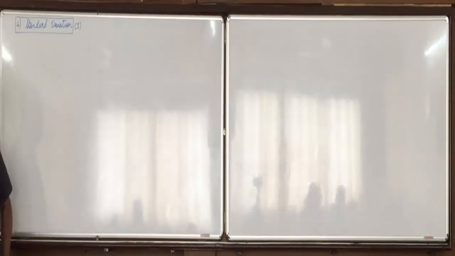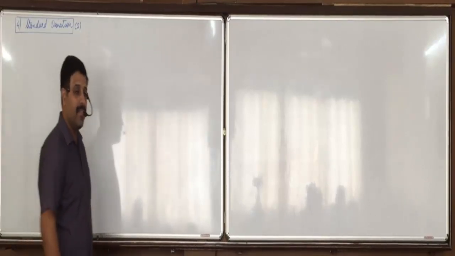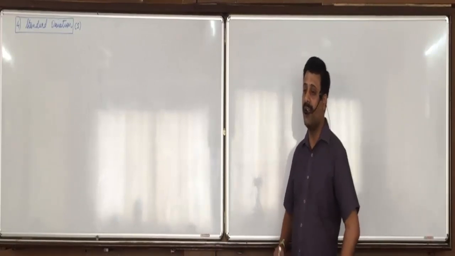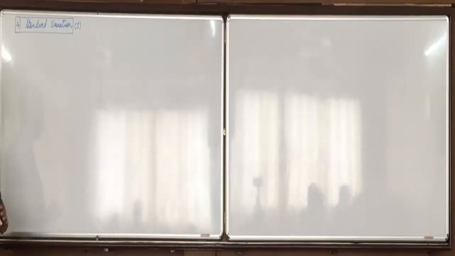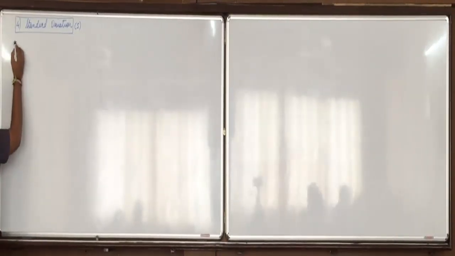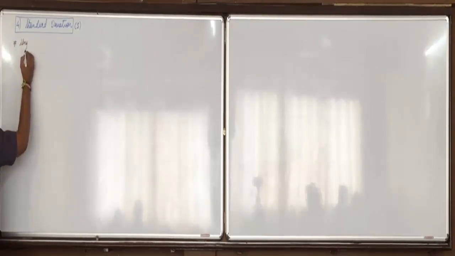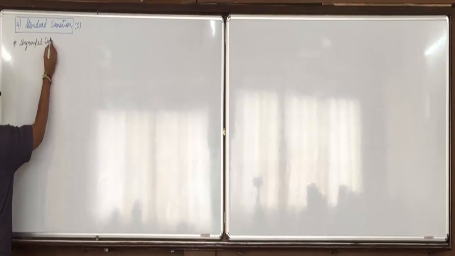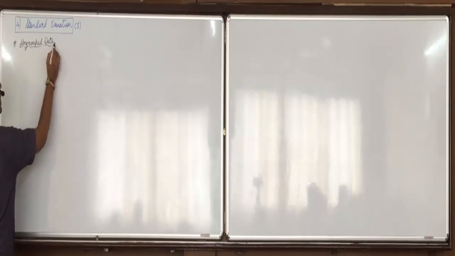Now what is the standard deviation? Standard deviation is the positive square root of average of squares of deviations of... Just be attentive. First of all, ungrouped data. Silence. Complete silence now. Ungrouped data, there are 3 formulas.